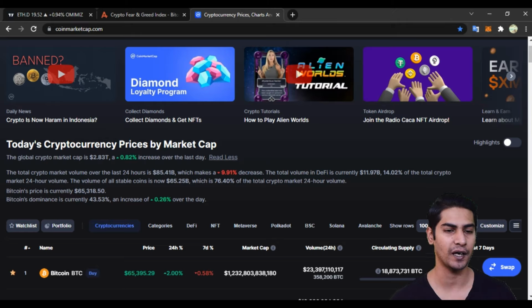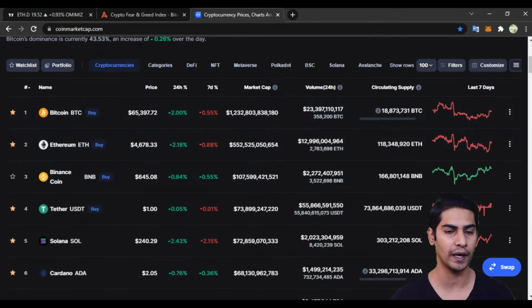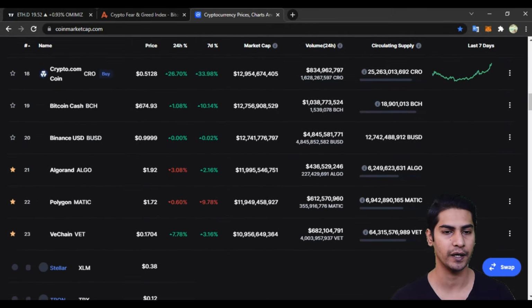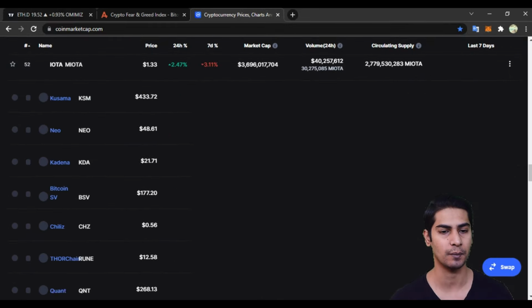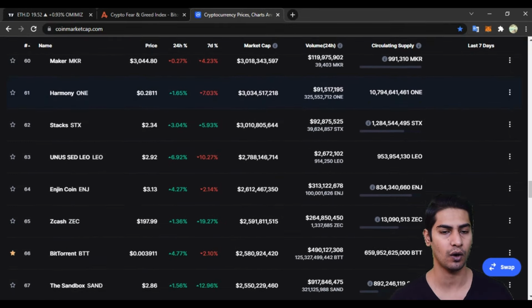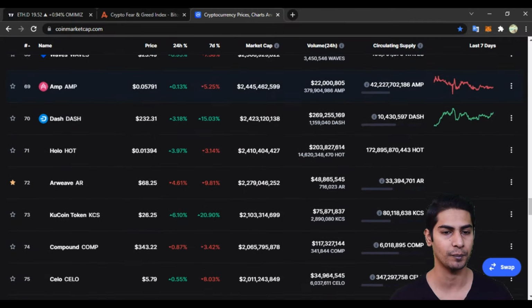Bitcoin dominance is currently 43.53, an increase of 0.26 over the last day. We saw BTC's dominance increase almost to 44 and then it came down to 43, and then we saw Ethereum's dominance increase and we saw a massive upside rally. If we overall scroll and get a good feeling of the market, the market is gonna be a mixed bag.